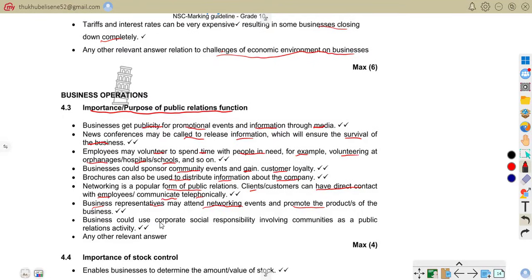Business could use corporate social responsibility involving communities as a public relations activity. Here we are talking about corporate social responsibility, CSR. It helps communicate and improves reputation. Like the business can donate food to the needy. So these are the purposes of public relations.